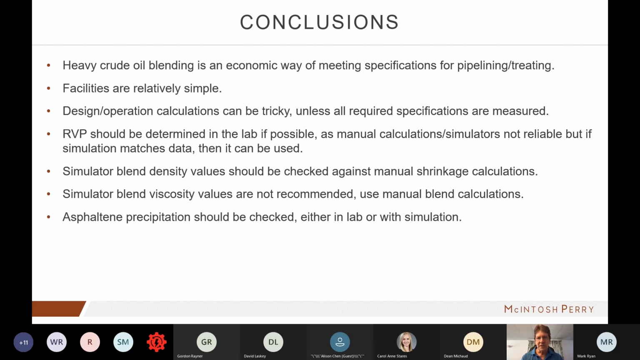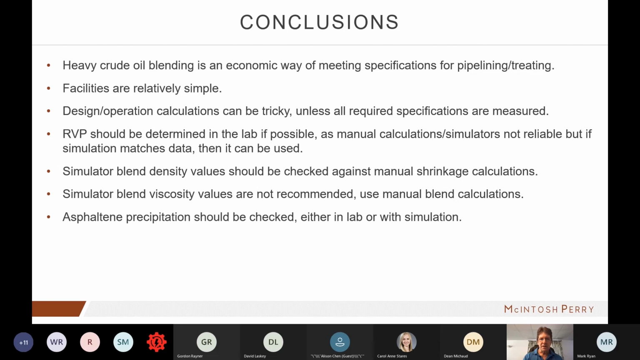RVP should be determined in the lab if possible, as manual calculations and simulators are not consistently reliable. But as I said before, not to totally pick on simulation, if you found that simulation matched some lab data, sure, use it, because then it's probably going to be pretty good. Simulator blend density values need to be checked because they often overpredict shrinkage by about an order of magnitude. My experience has been they'll give me a few percent shrinkage when it should be, as I said, maybe around 0.5%.